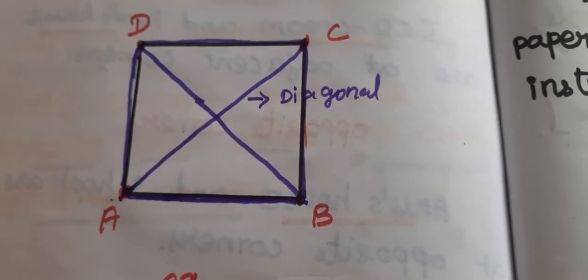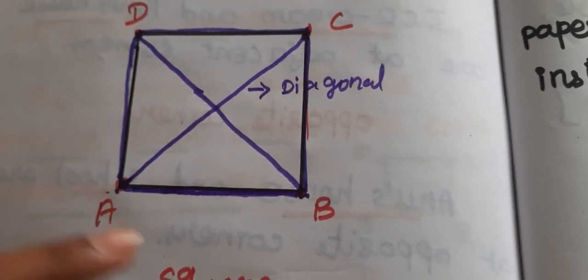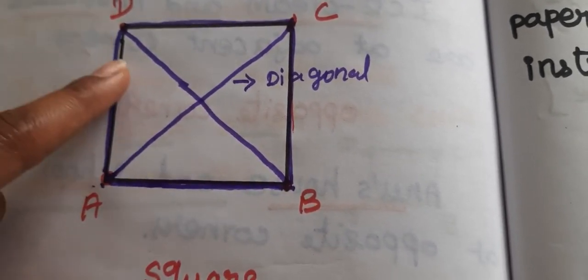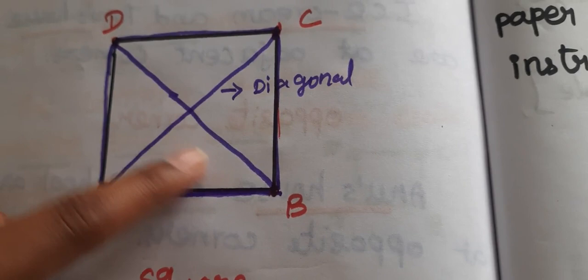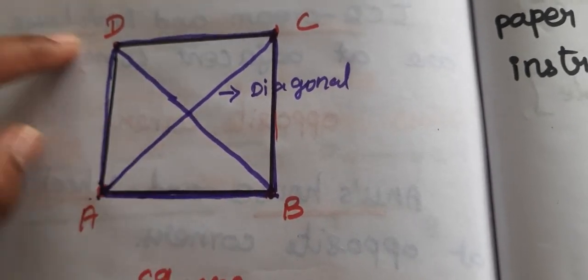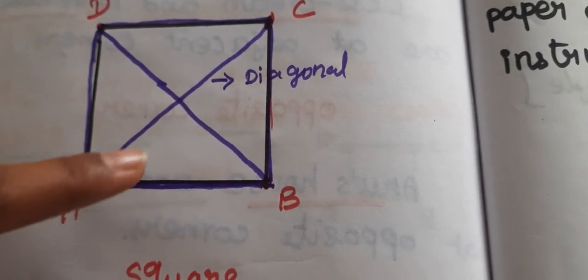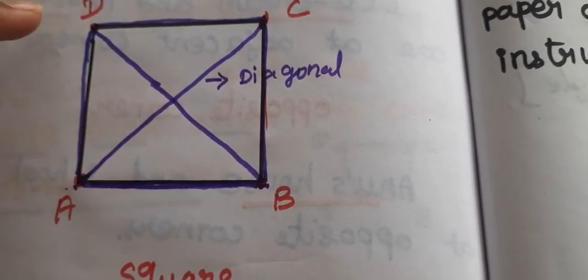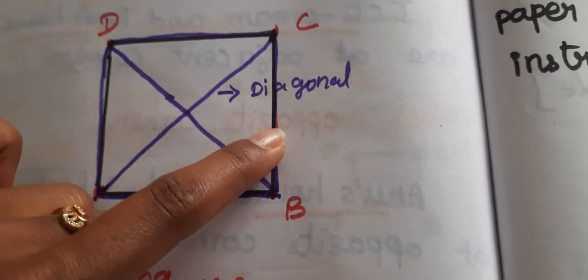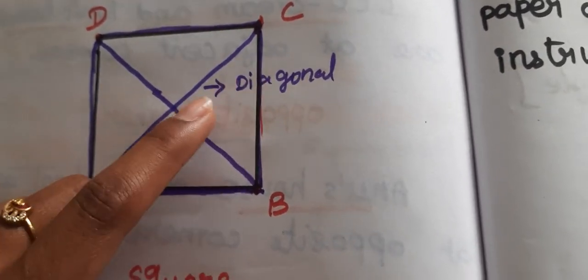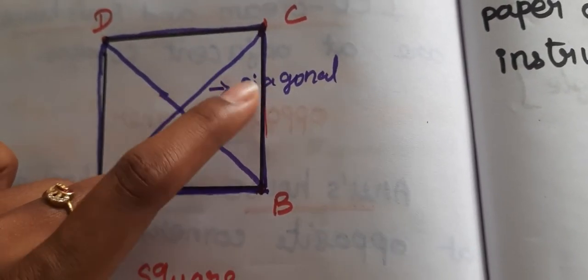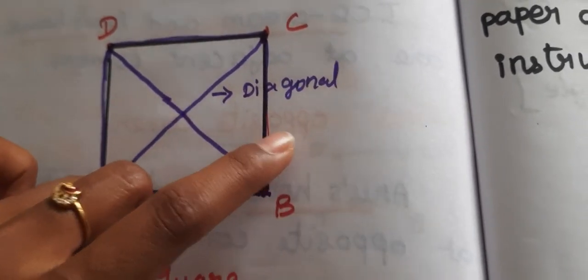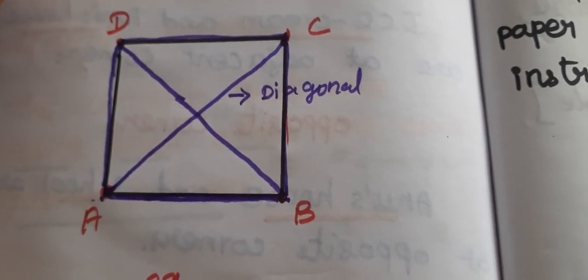So next one is the diagonal. If in opposite corners I draw one line, that line we call a diagonal. The corners are the opposite corners, but the line we call a diagonal. Diagonal. Do you have any doubts in this?